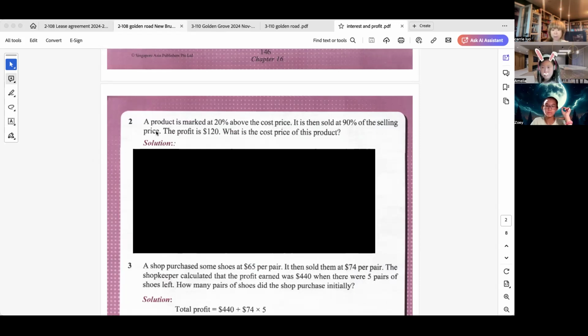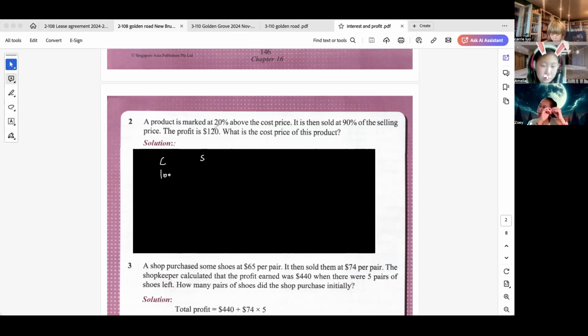Okay, so let's take this one. The product is marked at 20% of the cost above the cost price. So do you understand this one? If the cost is $100, what is the selling price, Amelia? The product is marked at 20% above the cost price. Can you read this sentence again and tell me what this sentence means? A product is marked at 20% above the cost price.